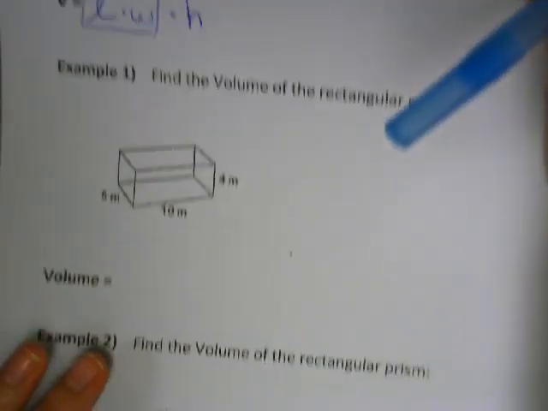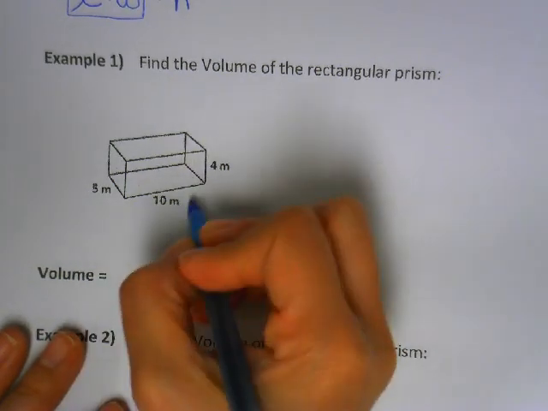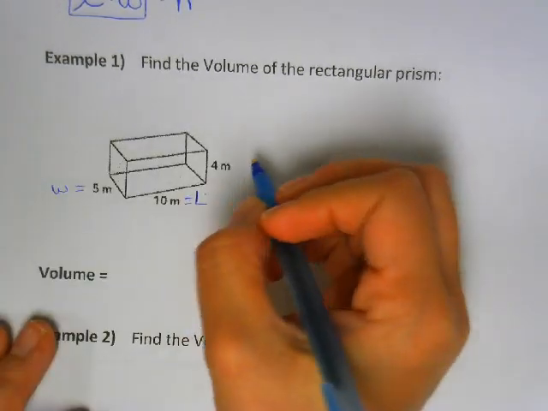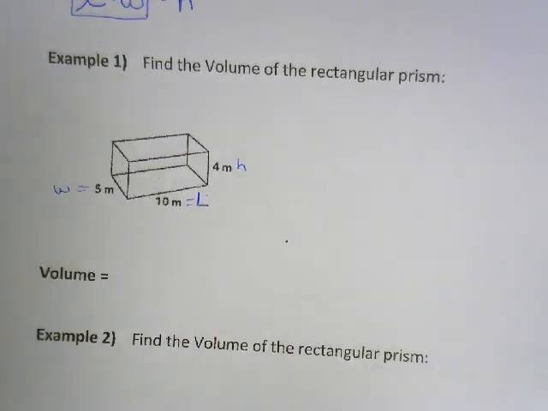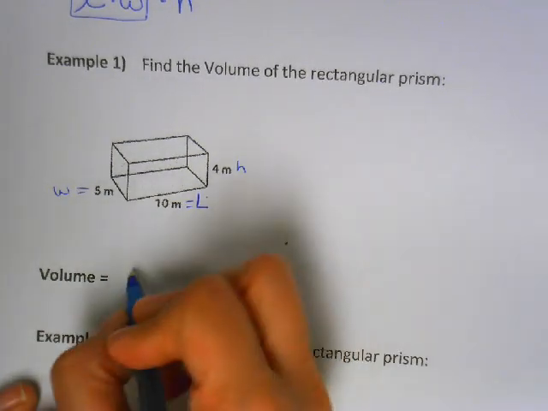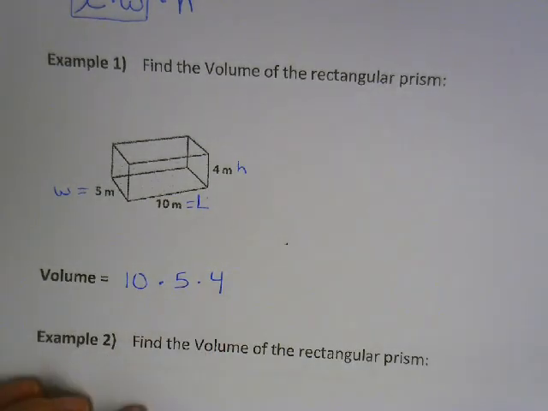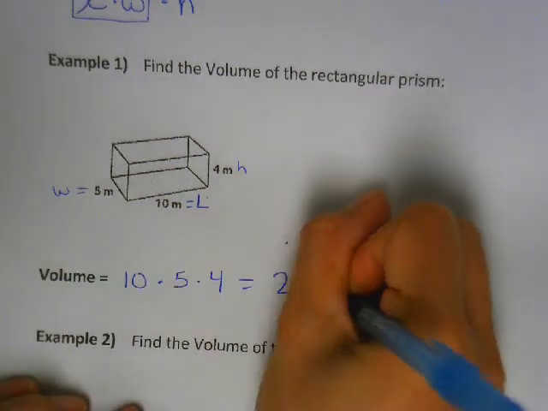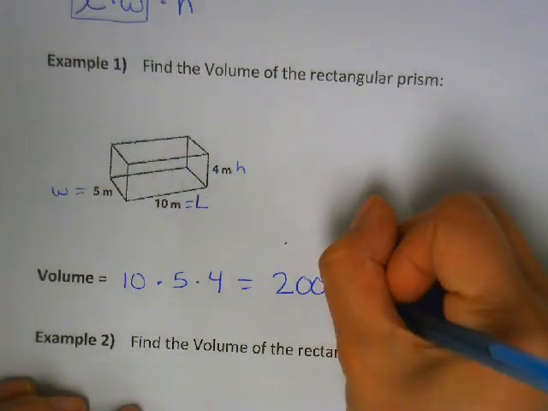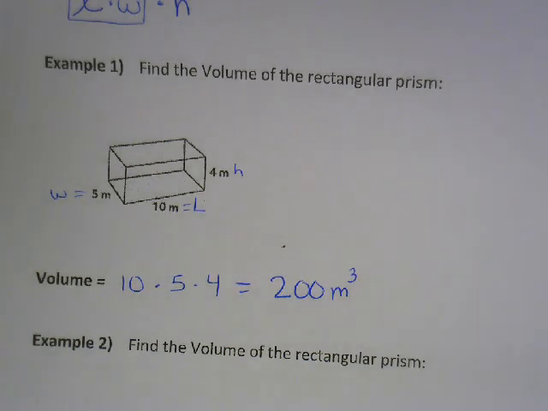So for this one, what's the length? The length would be 10. What's the width? 5. What's the height? 4. Okay, so the volume would be 10 times 5 times 4. What's 10 times 5 times 4? 200. What are my units? Meters cubed. So area is squared, volume is cubed.